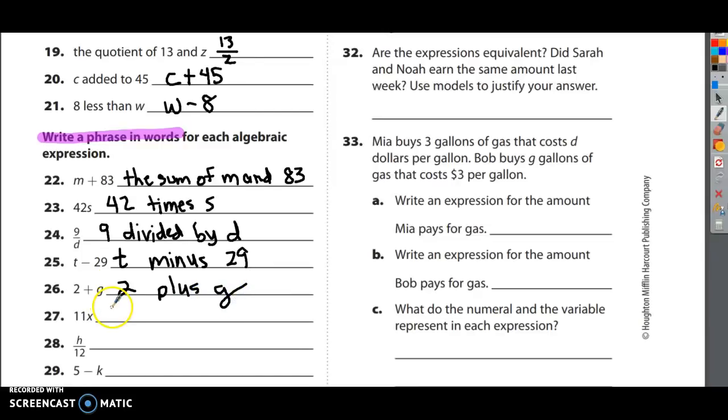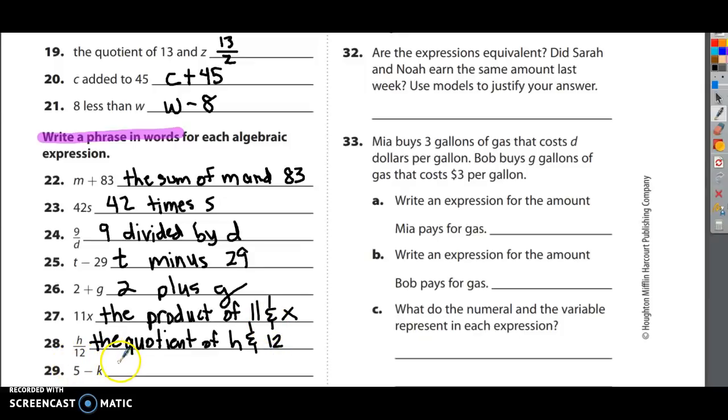11 right next to x is, how about, I'll do the product on this one. The product of 11 and x. This is my second multiplication problem, and I changed it from what I did last time. Last time on multiplication I put 42 times s. This time I put the product of 11 and x. H over 11 could be h divided by 11, or we could say the quotient of h and 11. I'm going to say the quotient this time. The quotient of h and 11.